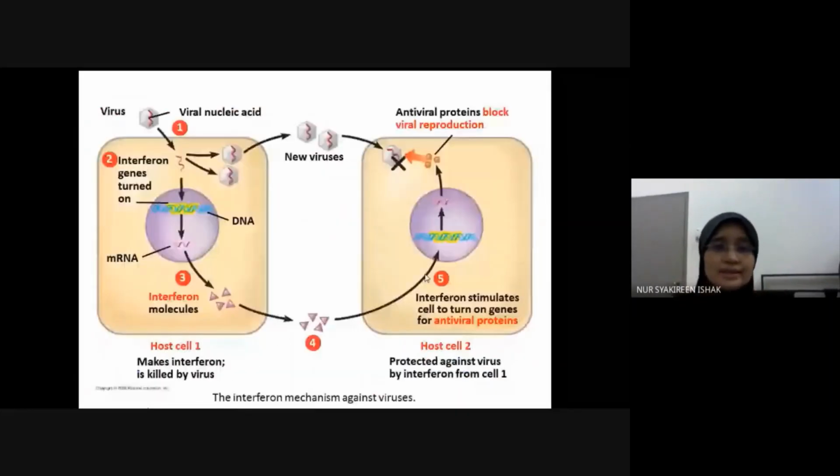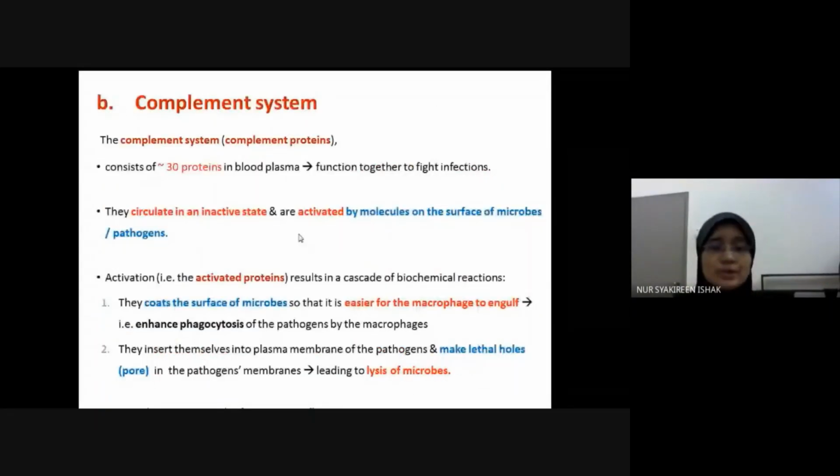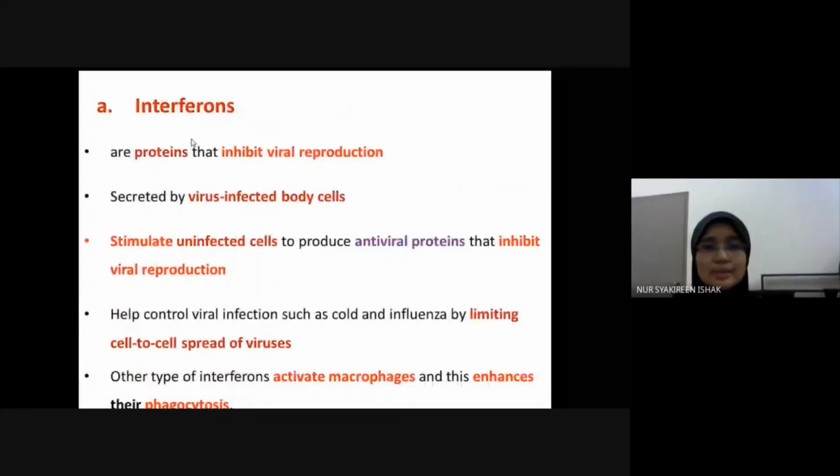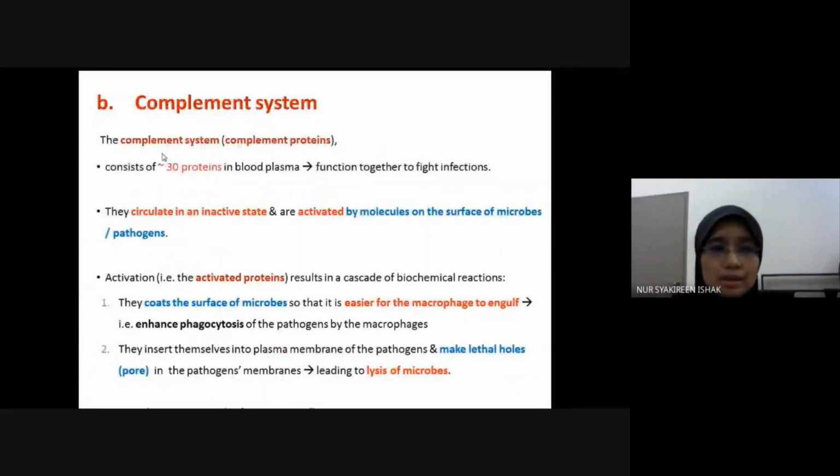Okay, so the next one is the complement system. This is still under antimicrobial protein. So the second type is the complement system. It consists of about 30 proteins in the blood plasma that function to fight infections.